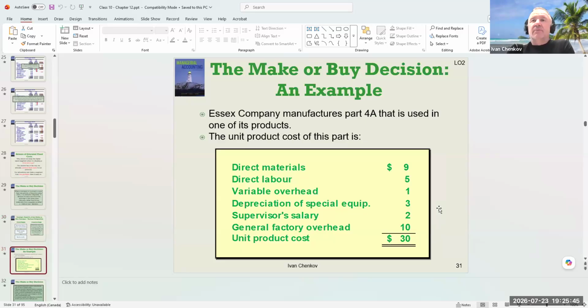So let's say this company has the following costs. Somebody prepared a report and they say, okay, we're making this part, which is a part, and that part has direct material, direct labor, variable overhead, depreciation of special equipment, supervisor salary, general factory overhead. Altogether $30. That's how much cost based on their cost report. Whoever prepared it, that's how much he could come up with.